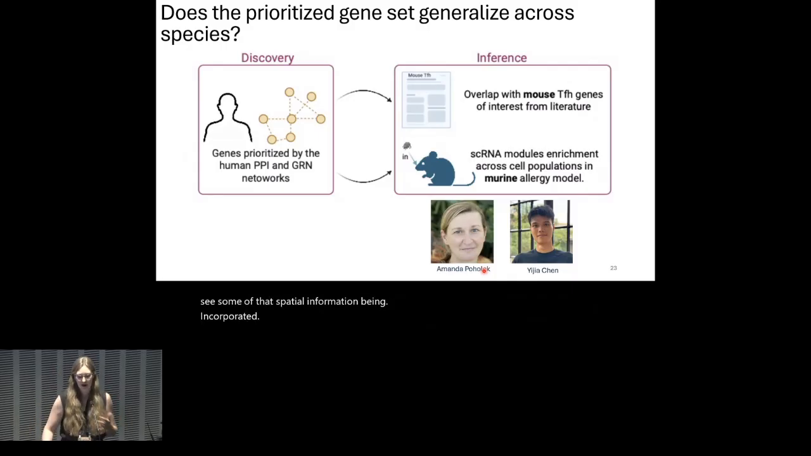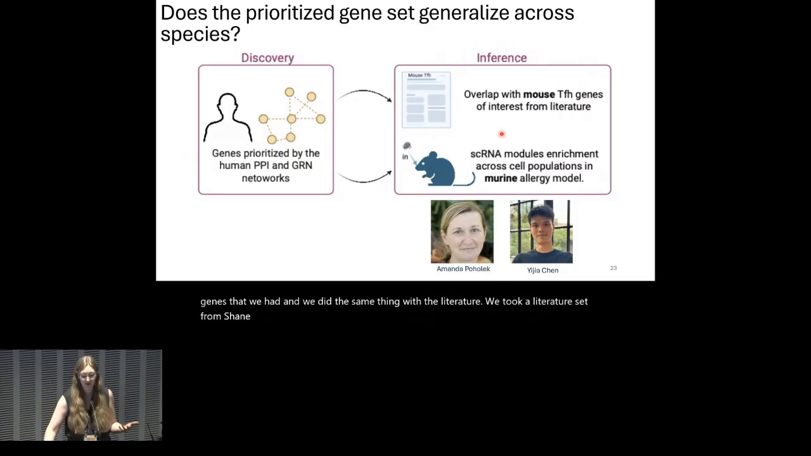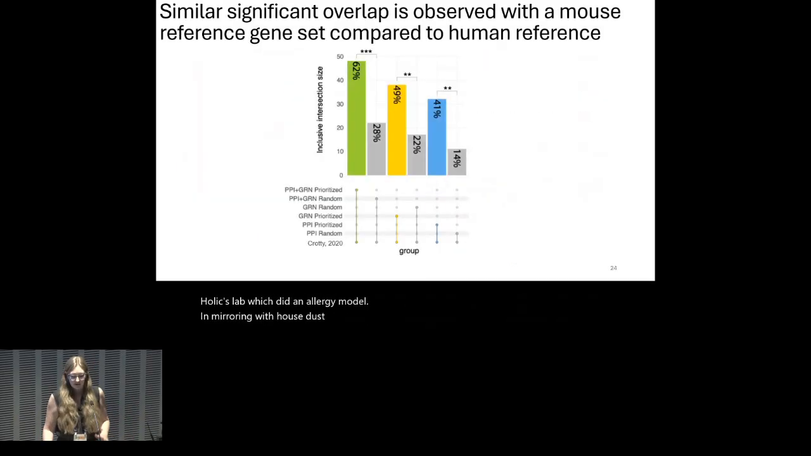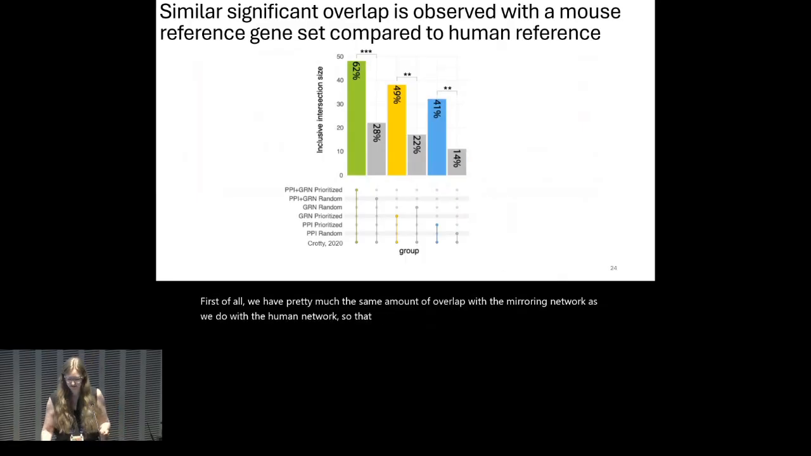Further, we wanted to see, well, if we can do different tissue types and different data modalities, can we do different species from this human-derived analysis? And so we took the genes that we had, and we did the same thing with the literature. We took a literature set from Shane Crotty, 2020 for the murine. And then we also have a data set from Amanda Paholick's lab, which did an allergy model in murine with house dust mite. First of all, we have pretty much the same amount of overlap with the murine network as we do with the human network. So that was really interesting to see.